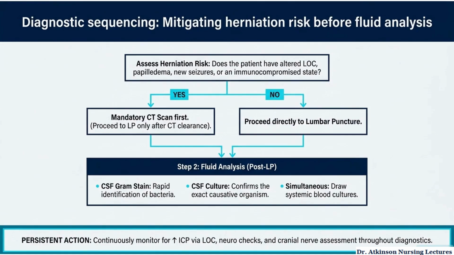The lumbar puncture is the key diagnostic test for meningitis, but patient safety comes first. If the patient has altered LOC, papilledema, seizures, focal deficits, or immunocompromised status, a CT scan must be done before the LP to reduce the risk of brain herniation. After LP, CSF analysis helps identify the organism through gram stain, culture, glucose, protein, and cell count analysis. Throughout the entire process, nurses continuously monitor for rising ICP, worsening neurologic status, and signs of deterioration.